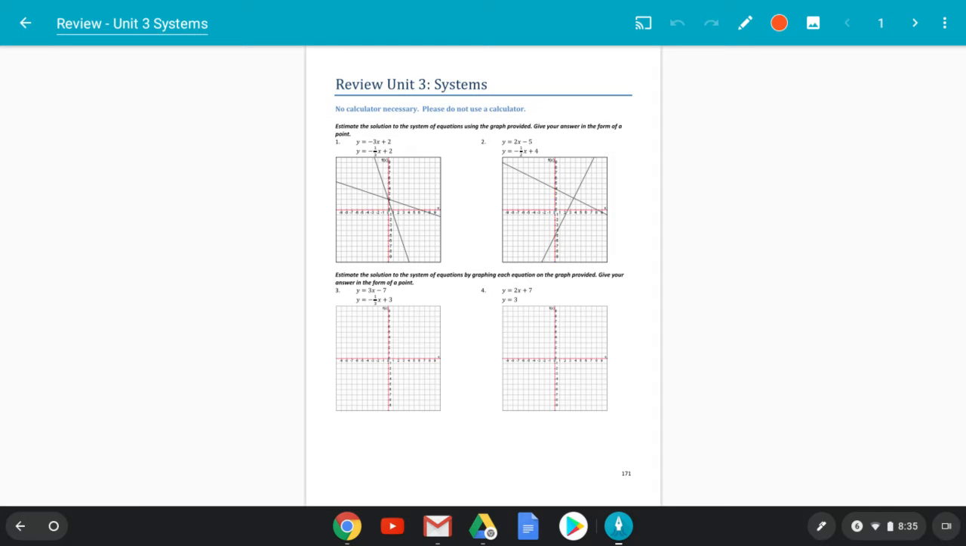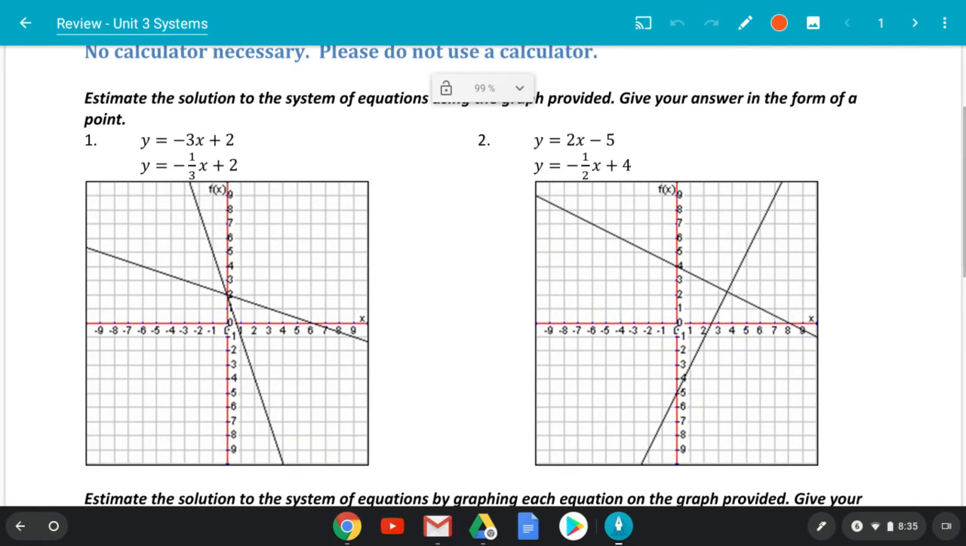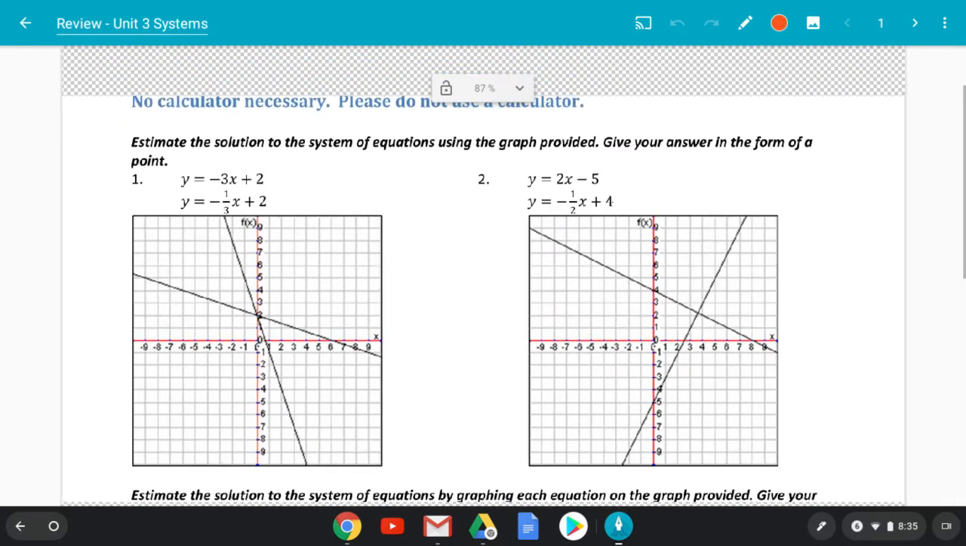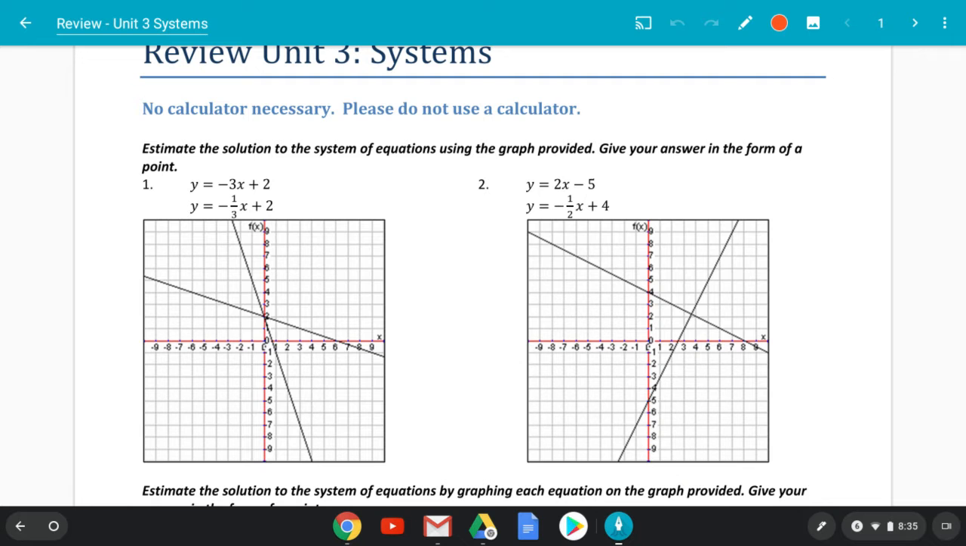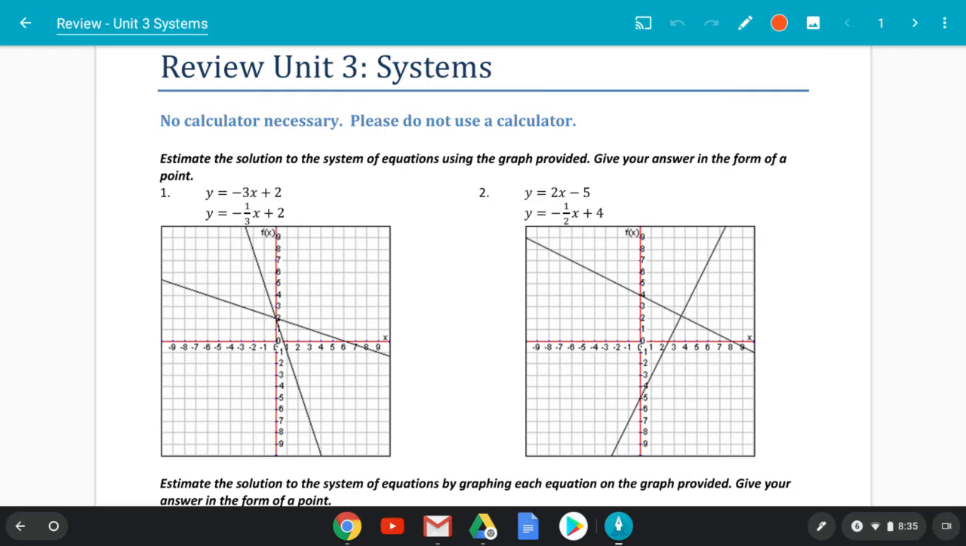Welcome to the Unit 3 Systems Review. Okay, this is the work for the unit review for Unit 3, which is Systems of Equations. Reminder, systems of equations are when we solve two or more equations at one time.